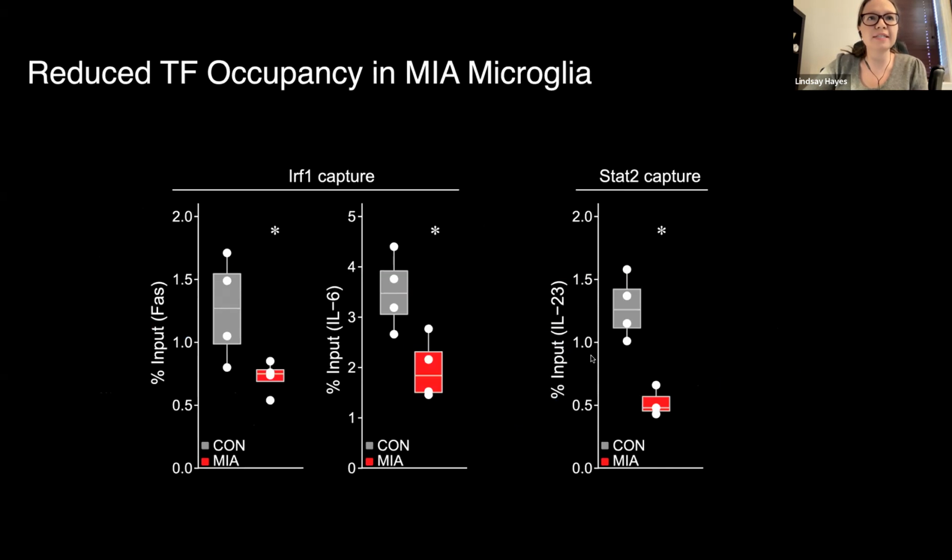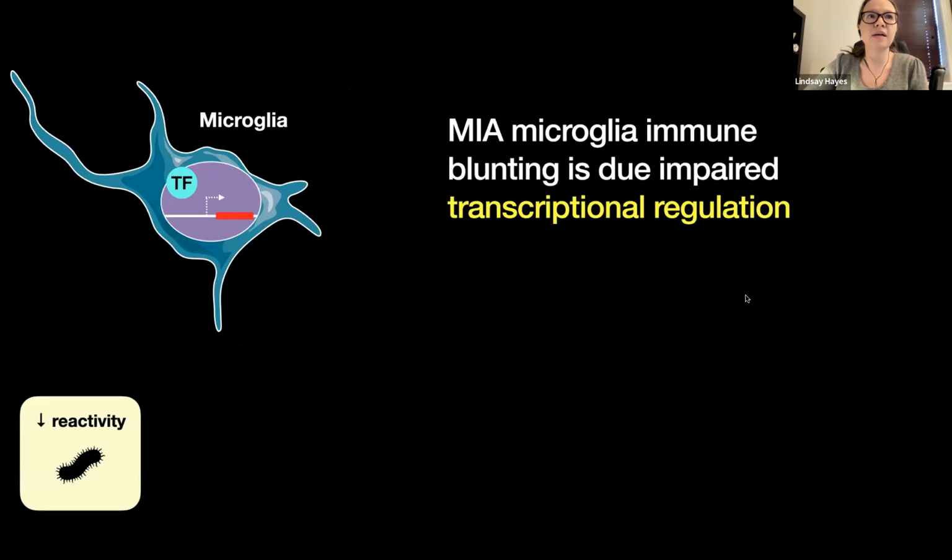So to confirm these findings, I performed a CUT&RUN experiment with IRF1 and STAT2, which is similar to a ChIP experiment in which I captured the DNA bound to these transcription factors and then performed qPCR for DNA targets. And I found that MIA microglia, in red, had less capture of target DNA, Fas and IL-6, for example, in the IRF1 capture, and decreased DNA content for IL-23 in the STAT2 capture. So these data again confirm that there is less transcription factor occupancy of the DNA in the MIA microglia, which may contribute to this blunted immune reactivity.